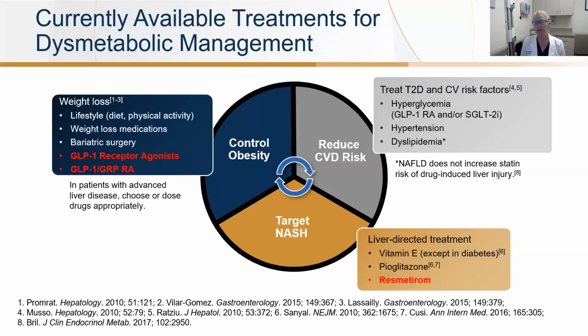As far as treatment for type 2 DM and for cardiovascular risk factors, we know that we need to manage those hyperglycemic events. We need to look at the hypertension and the dyslipidemia too. And as far as specific liver-directed treatments, now we have resmetirom, which is a medication that is actually going to affect the liver metabolism itself and reverse the fibrosis. And there are two other medications that I'll mention also: vitamin E, that's something that we used to use but you don't see it as much in clinical practice, and then pioglitazone.